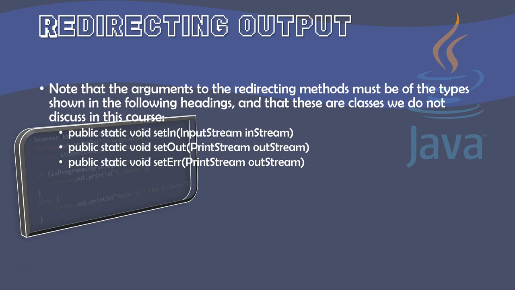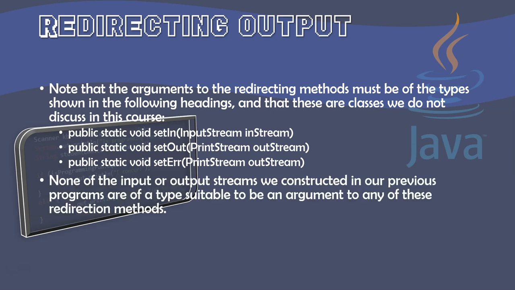Now you'll note that the arguments to the redirecting methods must be of the types shown in the following headings, and these are classes that we don't discuss here. So we're not going to really worry about these for the scope of what we're going to be learning. So: public static void setIn, public static void setOut, and public static void setErr. This is more just making you aware that these exist than saying you should know what these are and how they function. Now, none of the input-output streams that we constructed in our previous programs up to this point are of a type suitable as an argument to any of these redirection methods.